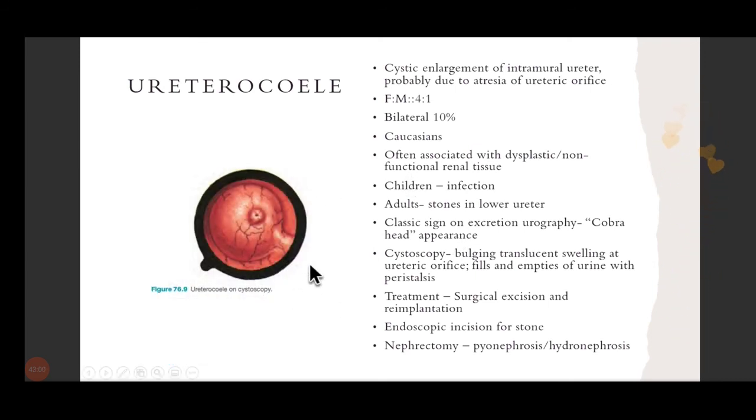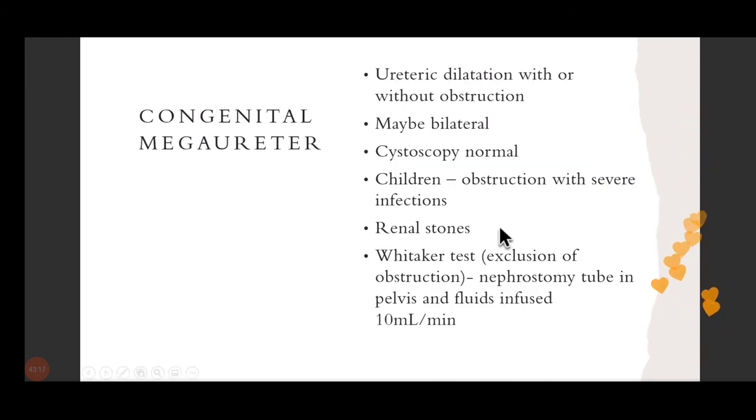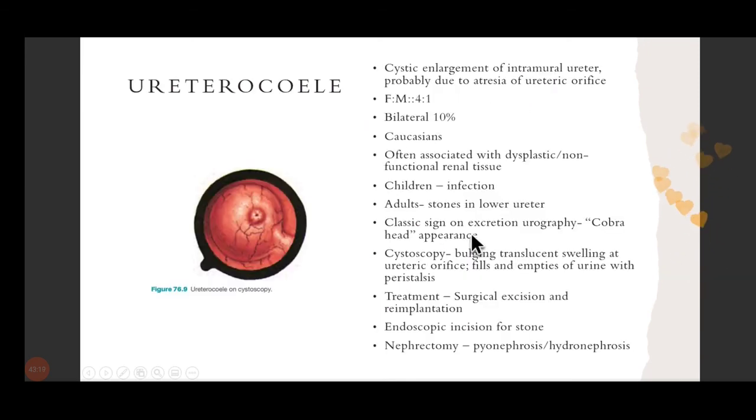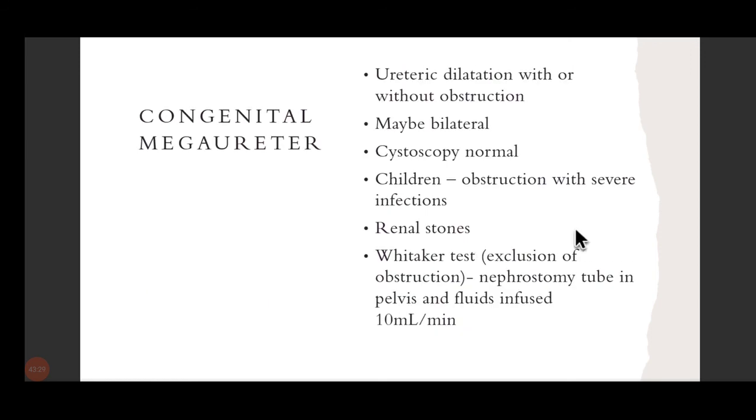So this is a ureterocele on cystoscopy, right? And you will appreciate that it enlarges in size and then empties with a peristaltic wave. Treatment is often surgical excision and reimplantation, and endoscopic incision for the stones is a good procedure. However, in cases of pyonephrosis or when the kidney is damaged, a nephrectomy may be indicated.